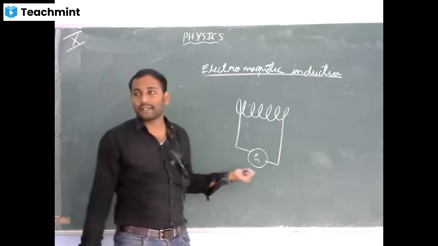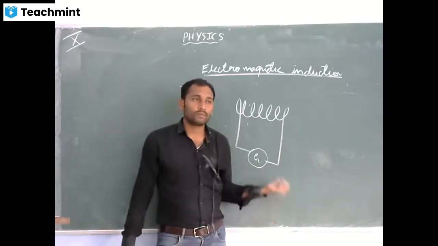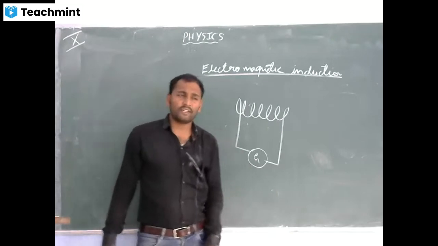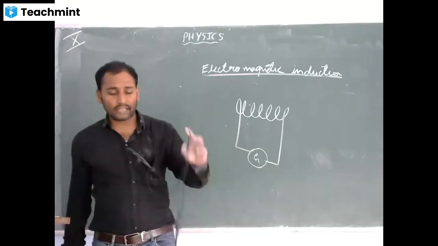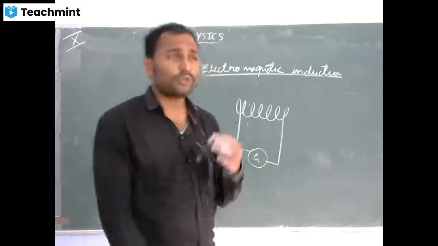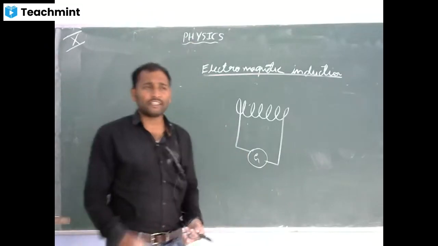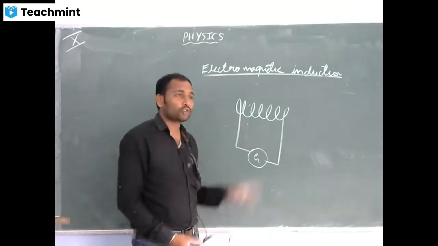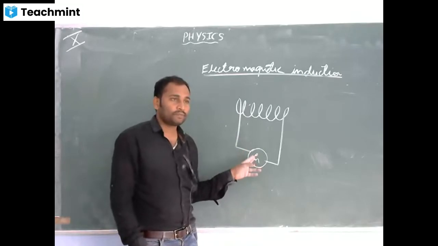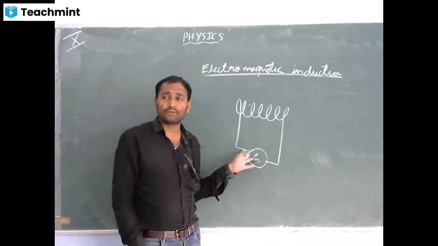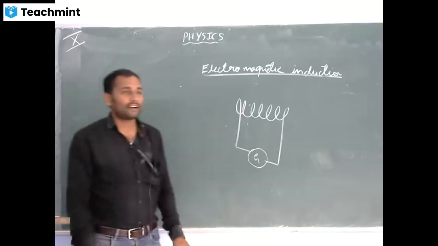What is galvanometer? It measures electric current. Ammeter is the device used to measure electric current. Galvanometer is a device used to detect very small current. Though there is a small current, galvanometer shows deflection. So galvanometer is a sensitive device used to detect very small current.